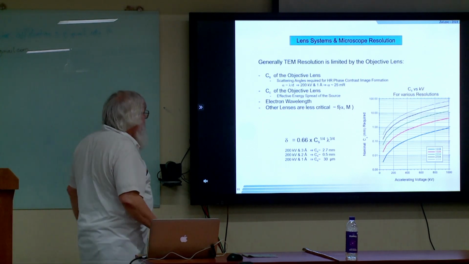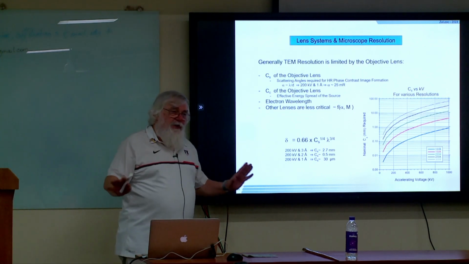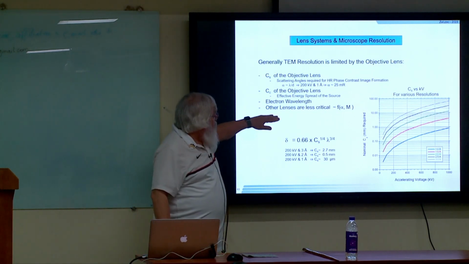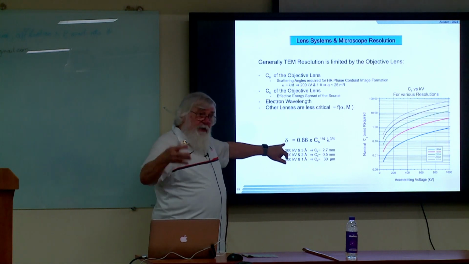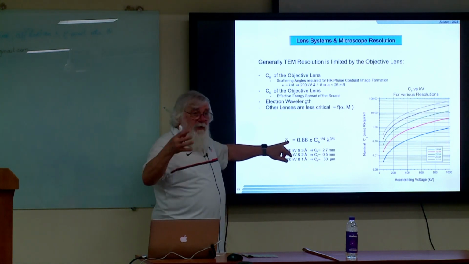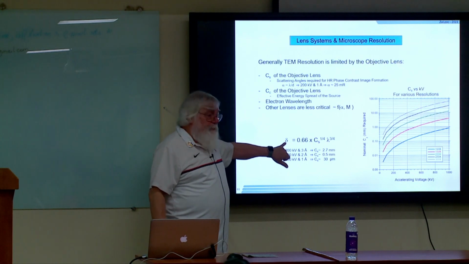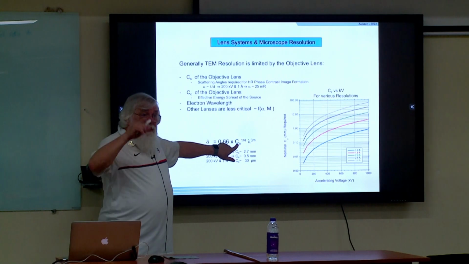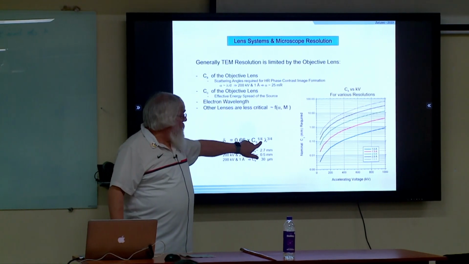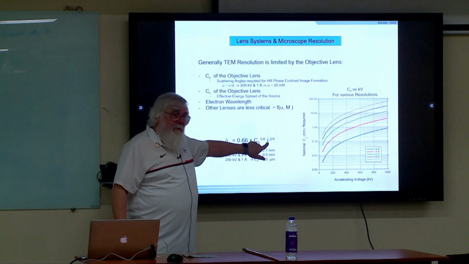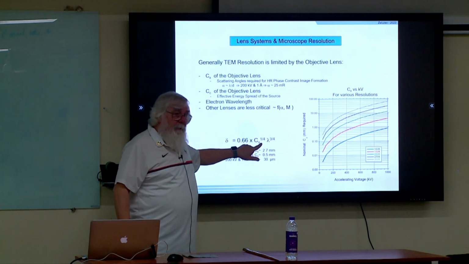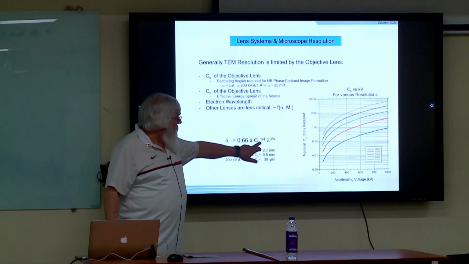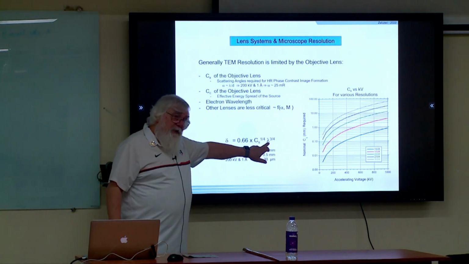Okay? We can go through and derive a bunch of equations, and I'm not going to do that for you. But I can tell you that we can derive an equation that says the best resolution that you're going to get, delta, is going to be 0.6 times Cs, the spherical aberration coefficient of the microscope, times the wavelength of the electron to a power. Okay? Now, what does that tell you? Let's first look at, remember, lambda is the wavelength of the electrons.